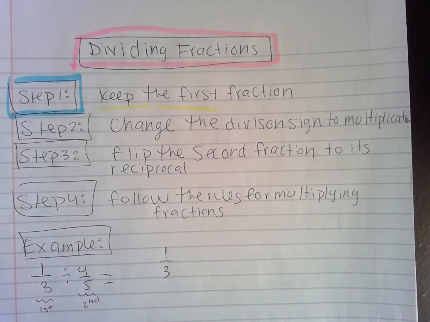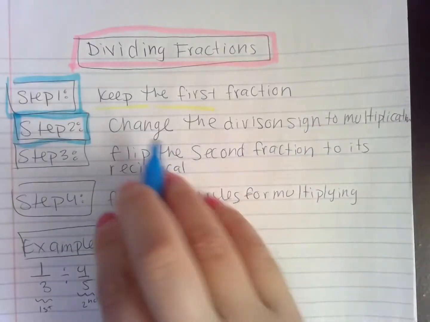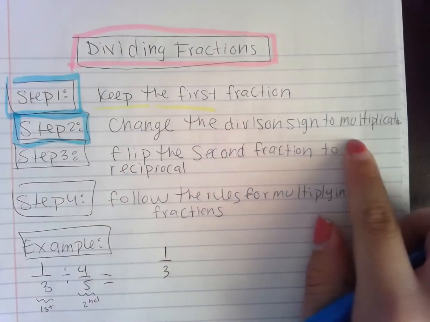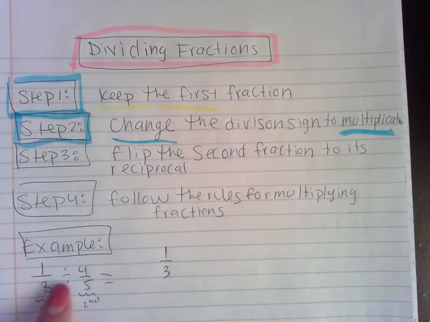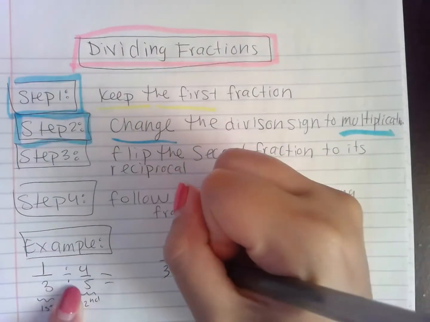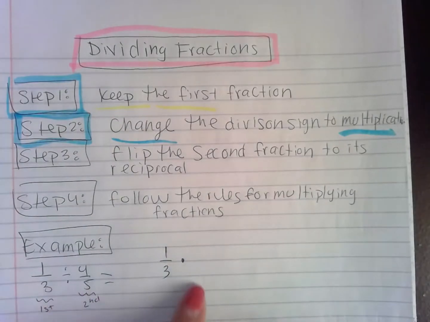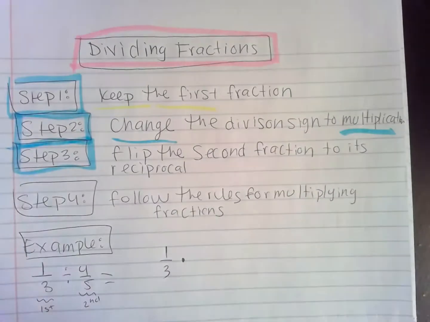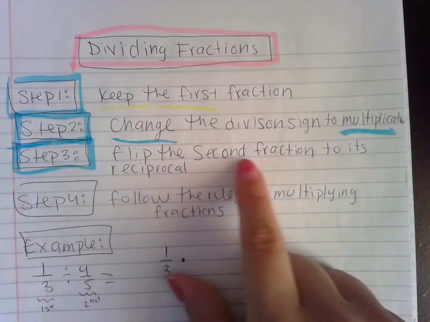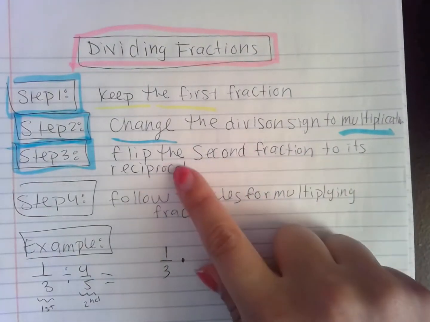Step number 2, you're going to change the division sign into a multiplication sign. So change to multiplication. So you see how there's a division sign? I'm just going to put a little dot, which represents multiplication. Step number 3, you're going to flip the second fraction to its reciprocal.